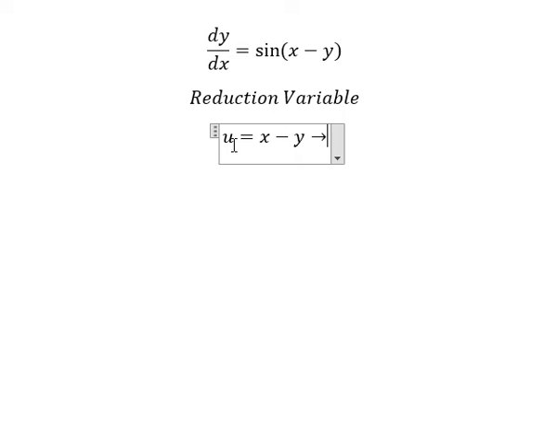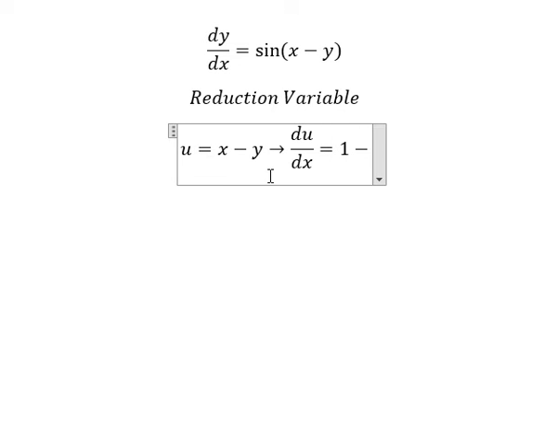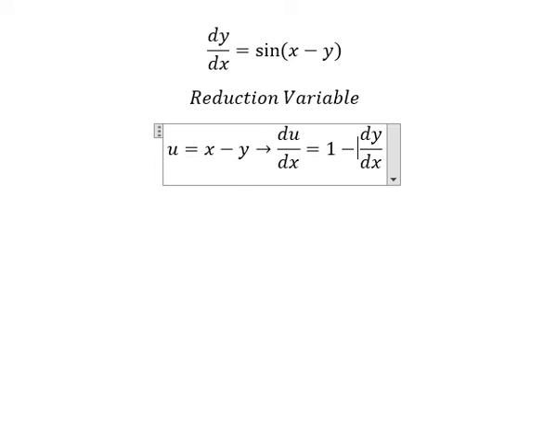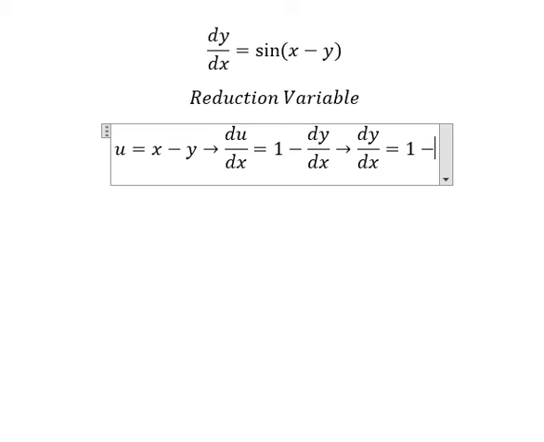Later, we need to first take the derivative of both sides, and we have du over dx. This one we have number 1, and this one we have number 1 with dy over dx. So we have this one. I will put this one to the left, this one to the right, and we have it like this.